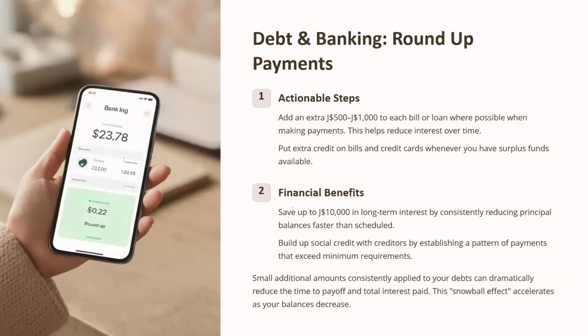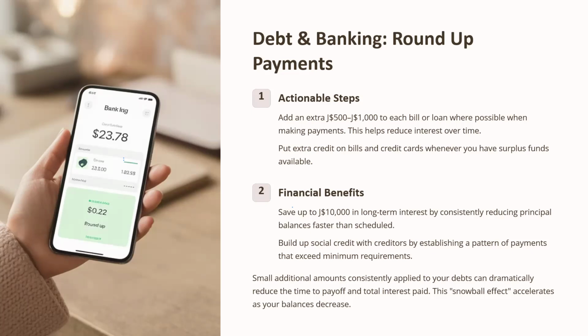I mentioned this earlier as well, where I tend to make additional payments on some of my bills. Like the phone bill, I might overpay it. The water, I overpay that. My electricity is prepaid, so I have a lot more flexibility in terms of how I pay that. But the actionable step here is basically to add an extra 500 to $1,000 to each bill or loan whenever it's possible when you're making payments. That's going to reduce the interest that you will pay over time.